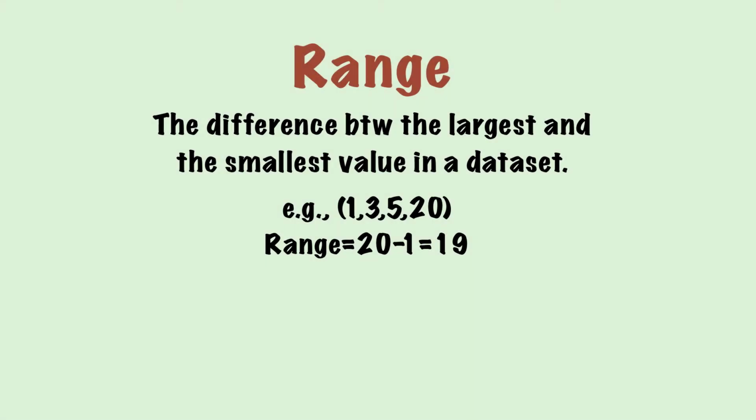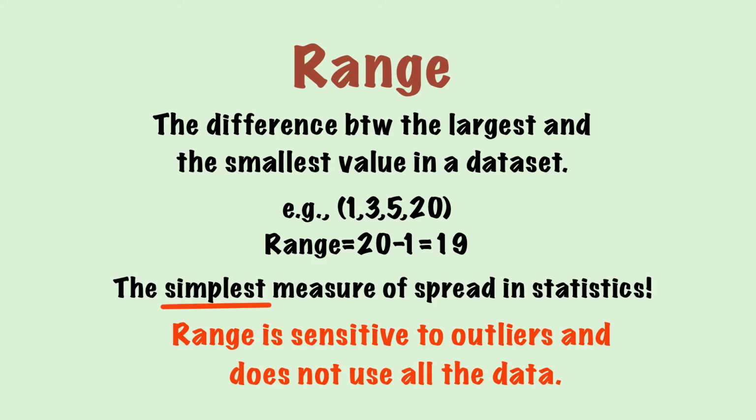The first measure of dispersion is range. Range is the difference between the largest and the smallest value in the data set. If our data is 1, 3, 5, and 20, the range is 20 minus 1, which is 19. Range is the simplest measure of spread in statistics.